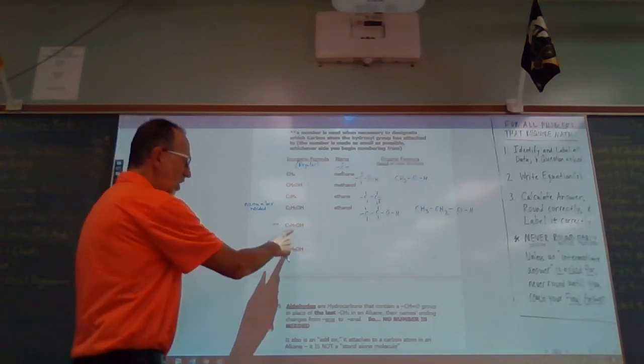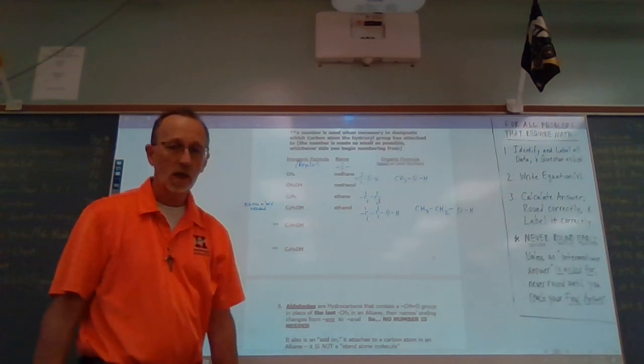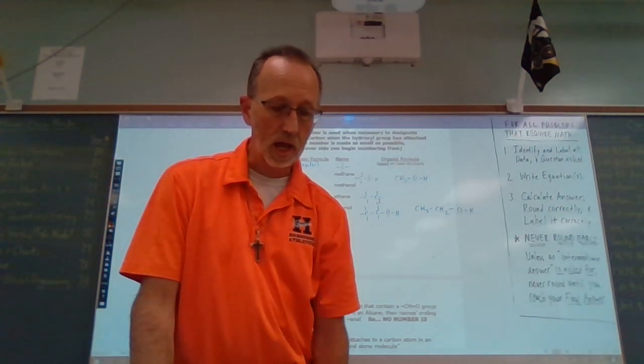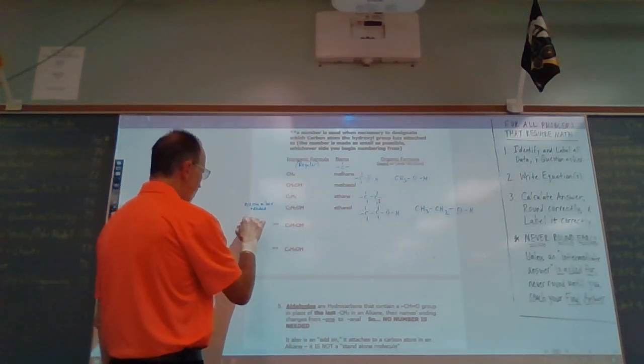Okay, so here's the 3-carbon alcohol, C3H7OH, which would be called propanol. Now, I got stars there. Uh-oh. Must mean we need a number.